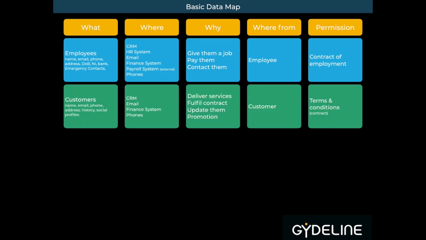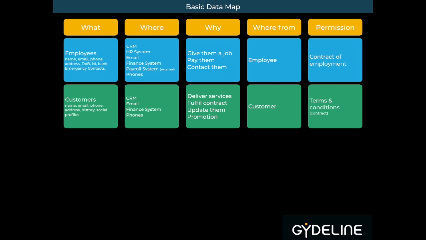We also have personal information about our customers: name, address, email, phone number, but also some other information like the history of what they've done with us, the interaction with us, some social profiles. And that's important information to capture because we might need to give that information back to them at some stage. And again, where are we storing it? Well, it's on our customer relationship management system, it's in email, it's in our finance system, and it's in our phones.